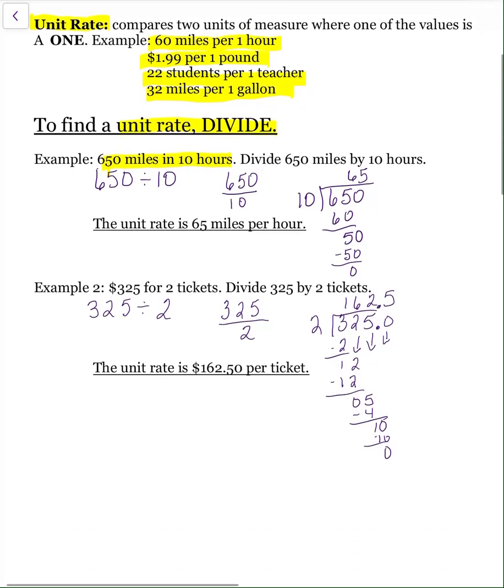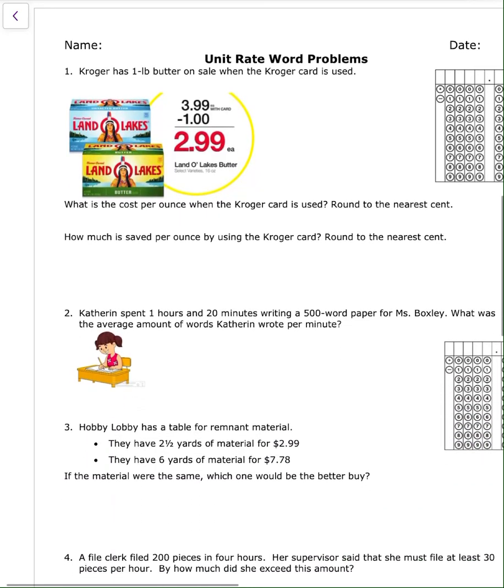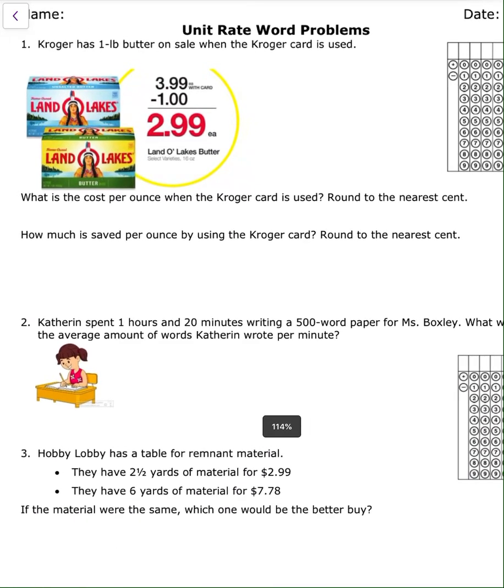Okay, another example would be $325 for 2 tickets. To get the unit rate, we would have to take the 325 and divide it by 2. And that would give us a unit rate of $162.50 per ticket. Okay, so that's unit rate. So let's practice and see what this looks like as questions.